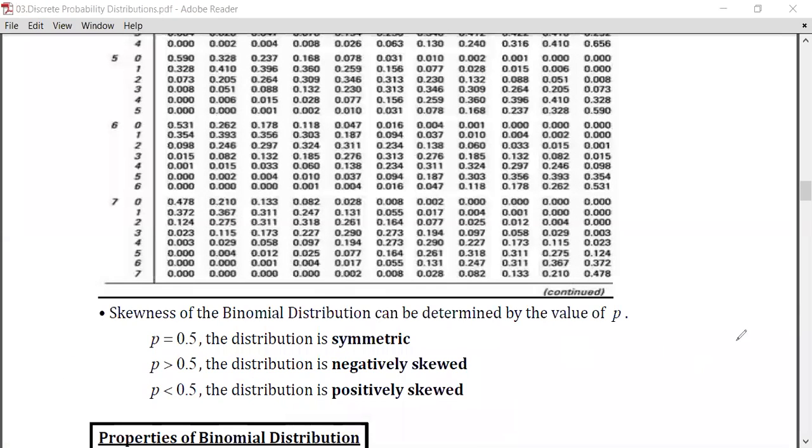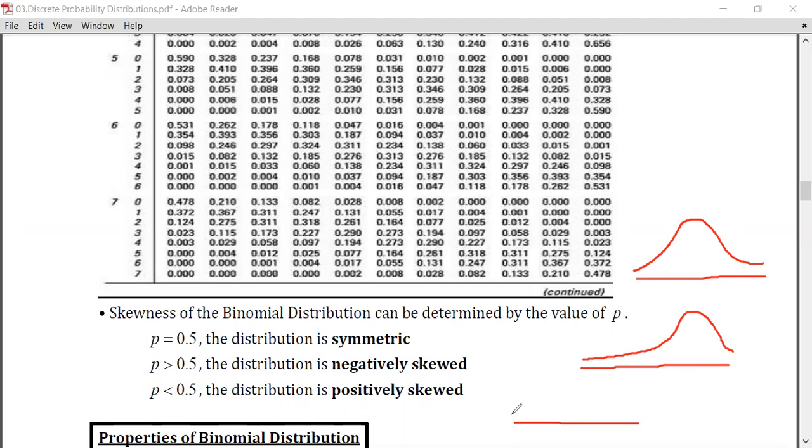If you sketch these, if p equals 0.5, you will just get two equal sides, no specific tail. But if p is greater than 0.5, it means the majority goes to the positive side. Therefore, you will get a tail on the left-hand side. That is why we say it is negatively skewed. Then, p less than 0.5 means the majority of the observations come on the negative or left side. Therefore, you have a tail on the right-hand side, so we call this a positive skewness.